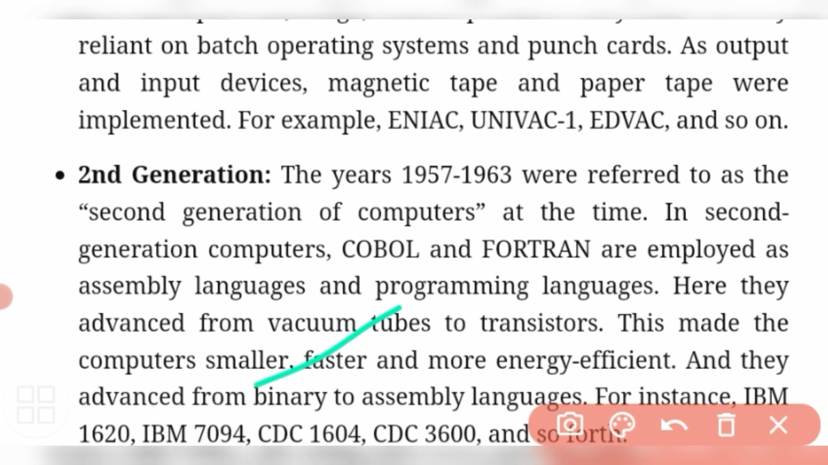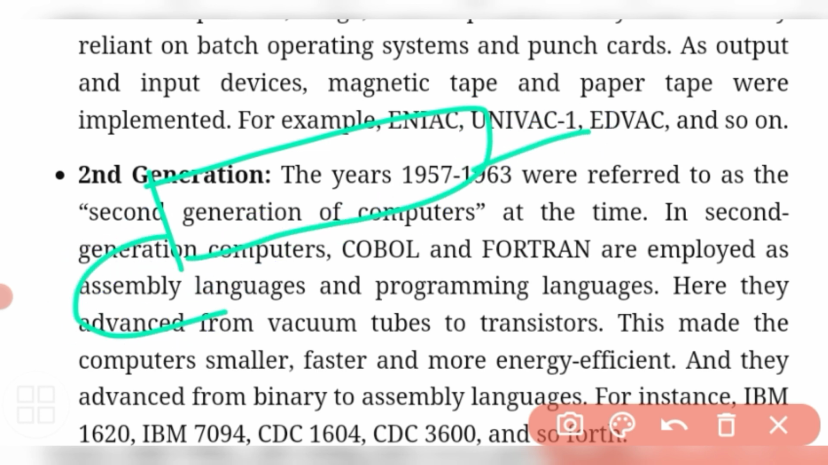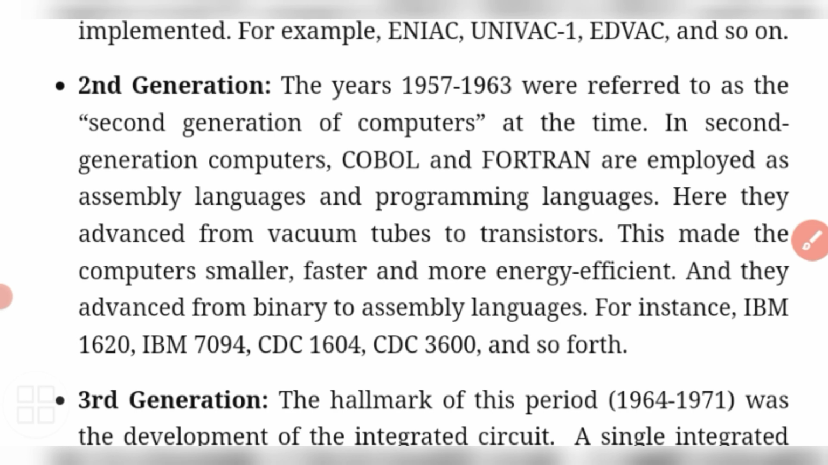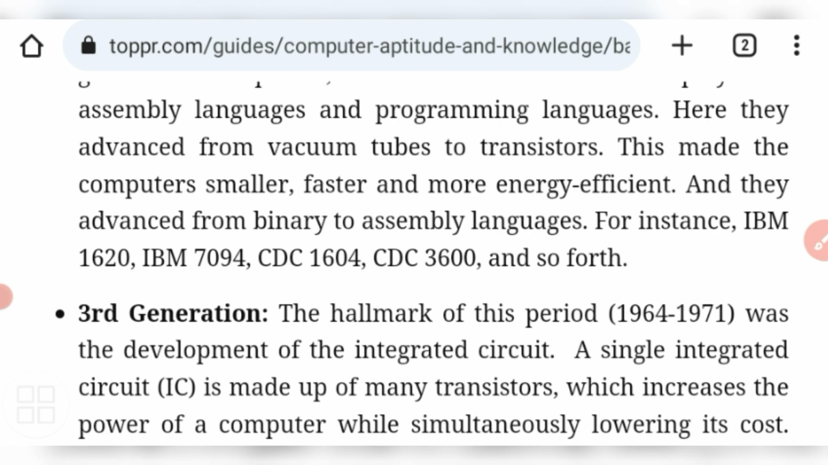This made computers smaller, faster and more energy efficient. The vacuum tube process was very energy consuming, but the transistor, I hope you have seen one, is a kind of resistor that looks like this, and it consumed less energy. So this was very progressive for the second generation. This made computers smaller, faster and more energy efficient, and they advanced from binary to assembly language. For instance, the IBM 7020, IBM 3600 and so on were introduced.